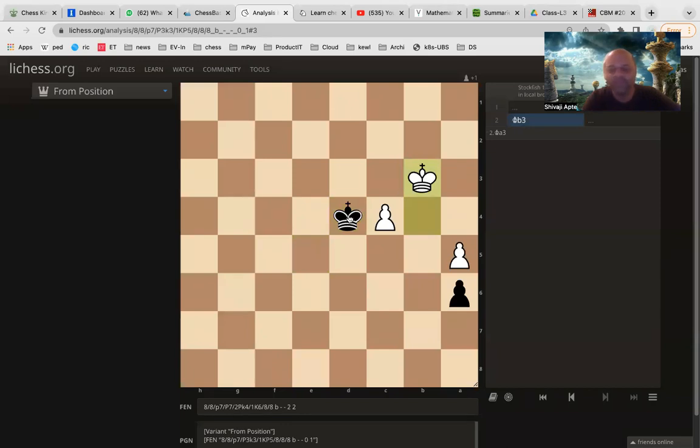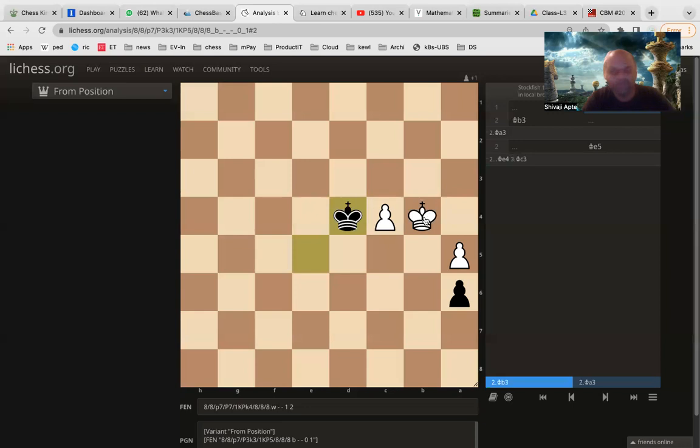You go to B3, then what does black play? Black has to go to king C5. King to E5. Not king to E4. If he goes here, then white comes here and white wins. Then why not king C5? Why not king C5? Where? Yeah, before this move.